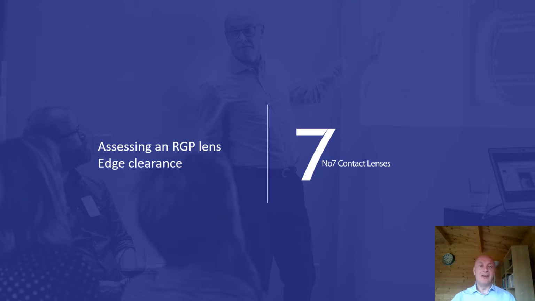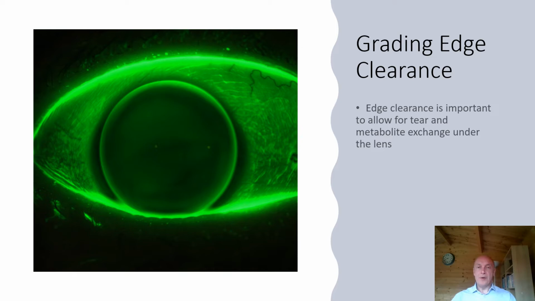But to be accurate, when we're looking and describing a corneal GP lens fit, we need to discuss and talk about edge clearance. So let's think about why we need to have edge clearance. Edge clearance is important for a couple of reasons. One is to allow tear exchange underneath the lens. This tear exchange removes any debris under the lens and reoxygenates the corneal tissue with fresh tears.